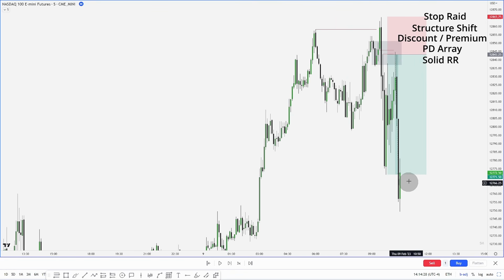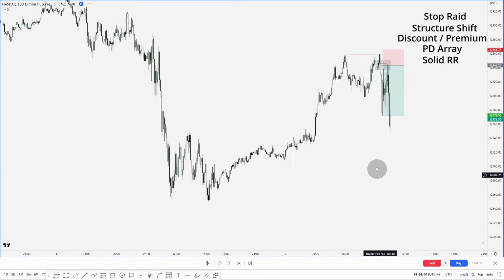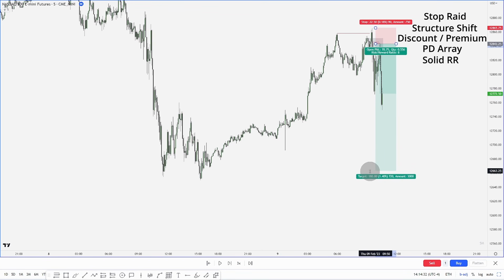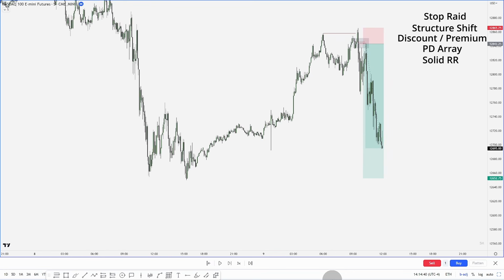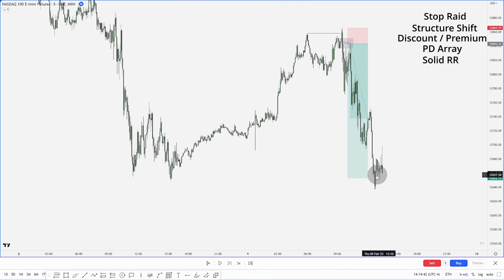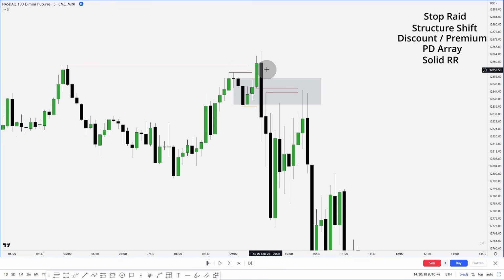And if I was to partial and reach for those lows I talked about earlier, it would look something like this. And you can see we go and reach those lows. And just to review the checklist, we have a stop raid here, a market structure shift here, a return to a premium with PD arrays before moving away.